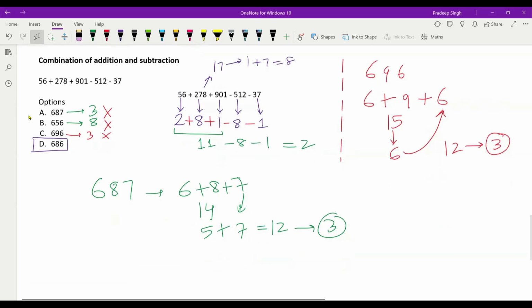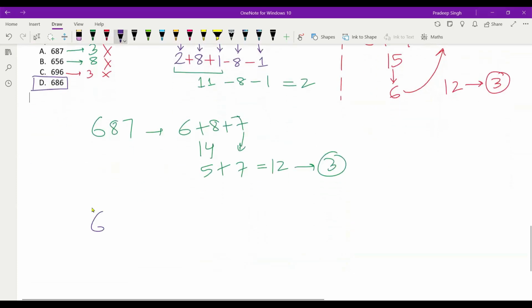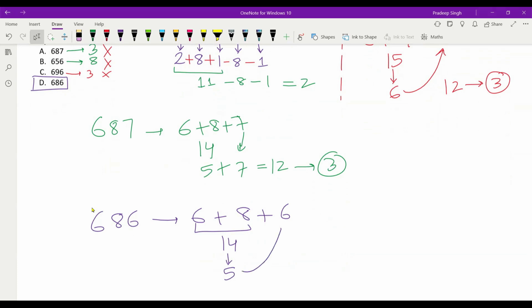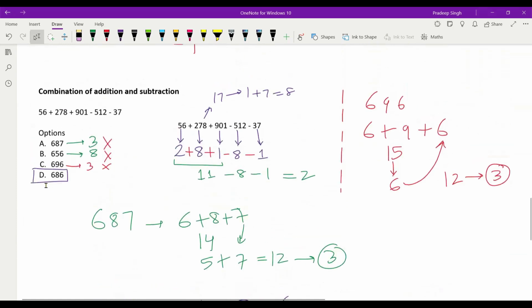But just to cross check, let's identify what's the digit sum of 686. So let's do it. 6 plus 8 plus 6. So 6 plus 8 will get us 14. 14 is not a single digit number. So we add them again. 1 plus 4 will give us 5. And then we add the 6 to it. So 5 plus 6 will get us 11. The digit sum of 11 will be 1 plus 1, which is equal to 2. Hence, the digit sum of 686 is in fact 2. And that is why D was the answer.